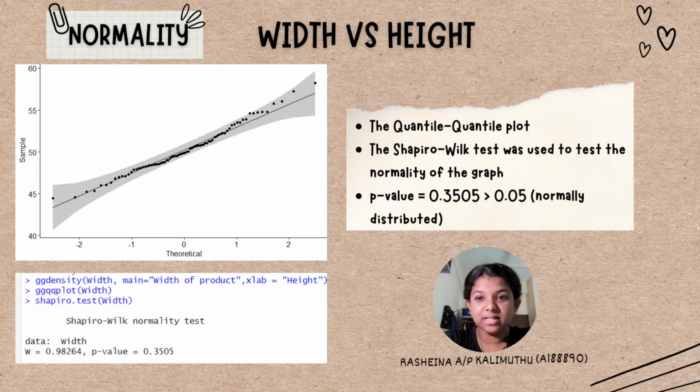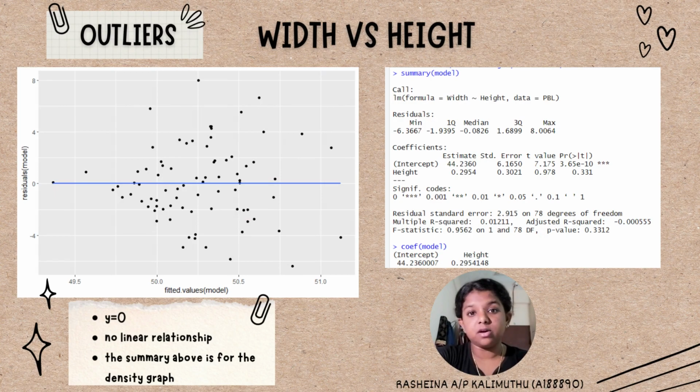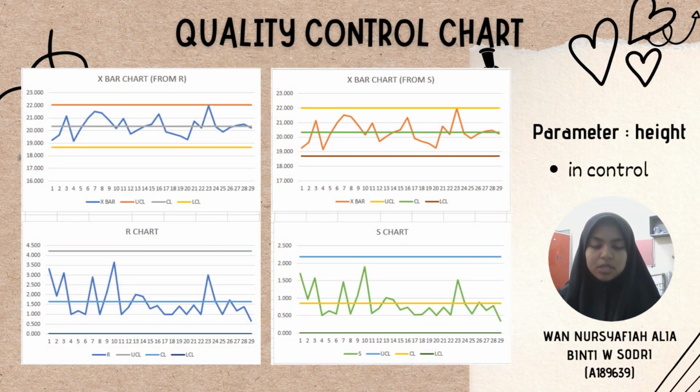To test the normality of the data, we have used visual inspection, which is the QQ plot, and also a significance test, which is the Shapiro-Wilk normality test, which shows that the p-value is equivalent to 0.3505. The p-value is more than alpha equals 0.05, which implies that the data is normally distributed. To detect outliers, we have plotted the outlier graph where y equals 0, hence there is no linear relationship. For quality control chart, we calculated the control limits of each parameter using Excel.